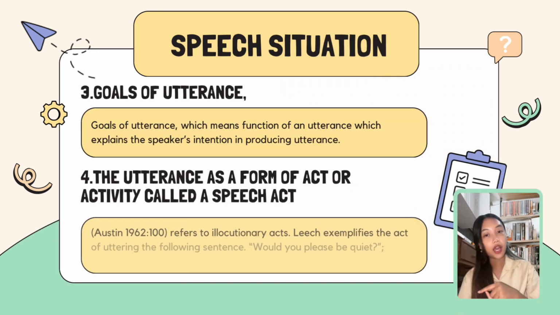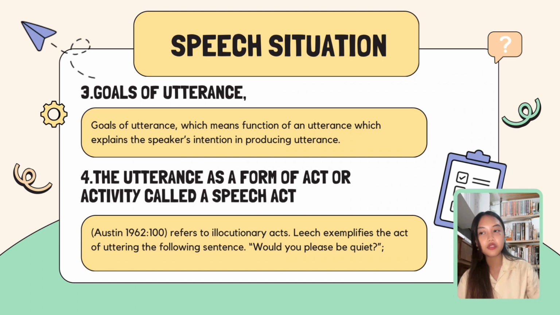And then next, we have goals of utterance. Goals of utterance basically means the function of the utterance or the speaker's intention in producing such an utterance. The fourth is the utterance as a form of act or activity, called a speech act. Austin, however, in 1962 refers to this as a locutionary act. And Leech exemplifies this by asking, would you please be quiet? It's like an act. So the utterance itself is like an act. Or what do you want? Like, why are you saying that?